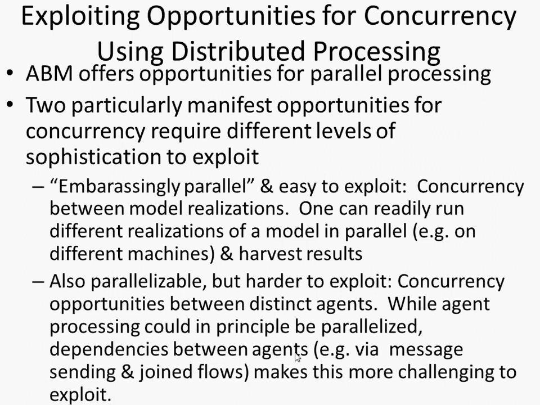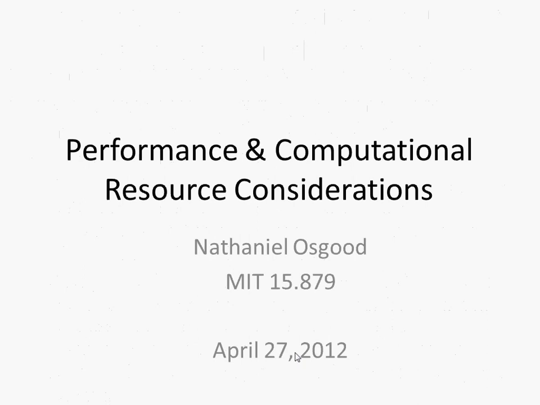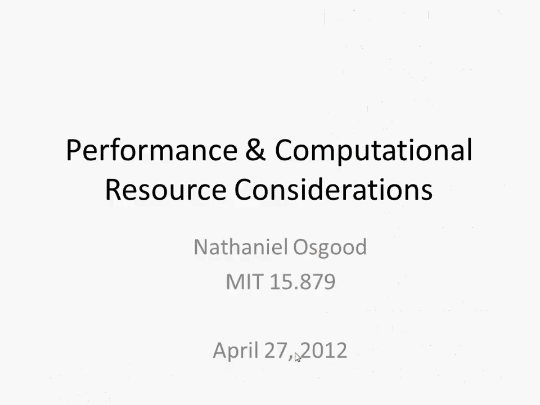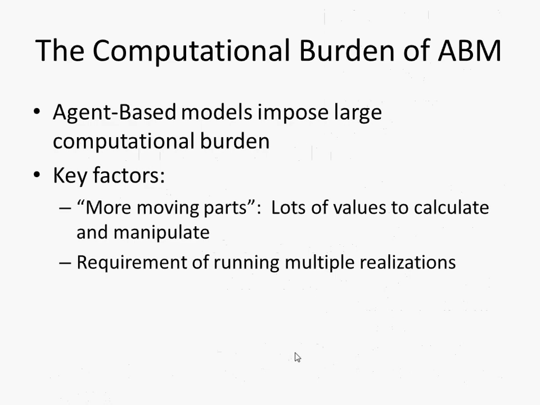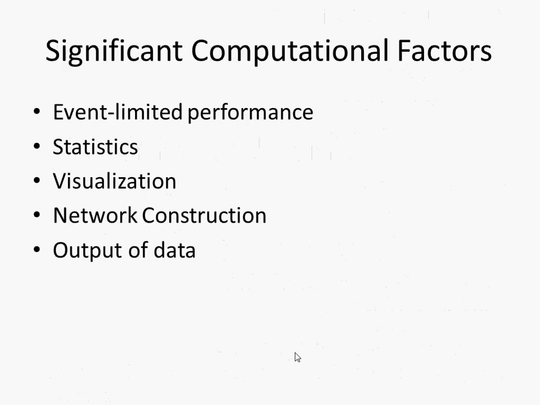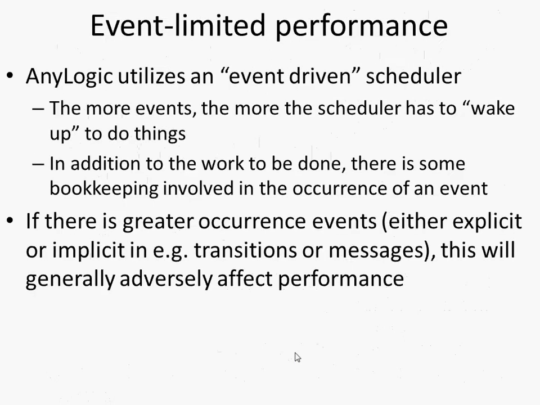Okay, so those are my comments on the front of performance. Big picture here, agent-based modeling is expensive because of the need to run multiple realizations and many moving parts, and it has a significant impact on our insight and opportunity costs and inhibits adoption. And then we hit each of these different issues.